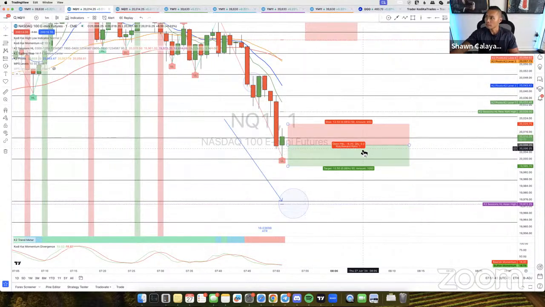Let's see, HP is asking, what's a good lot size for NQ? He has a 300K account. I would probably use a 5 contract. That's what I was going to use today, HP. If I was to trade NQ today, I would have used a 5 contract. Ideally, that's kind of what I would. Yeah, you don't need more than that.